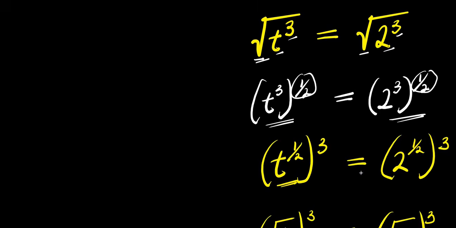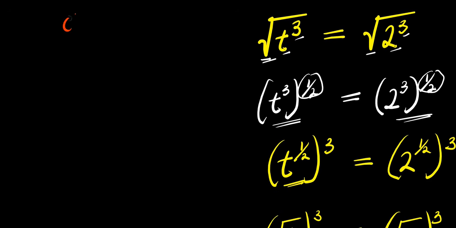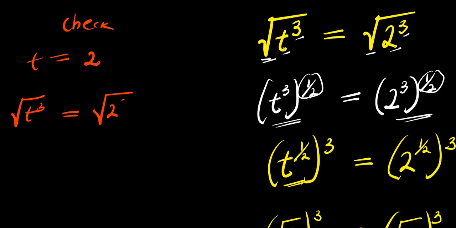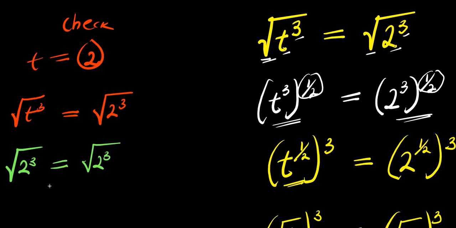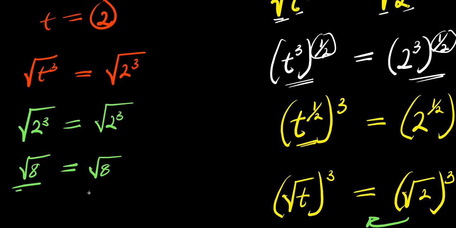If you want to check, you simply insert the real value for t. Remember, you have t equals 2. So if you have square root of t^3 equals square root of 2^3, if you insert this value for t, you have square root of 2^3 equals square root of 2^3. And 2^3, that is 2 times 2 times 2, that is 8. You have square root of 8 equals square root of 8. So that is how you can check, and this equals this.